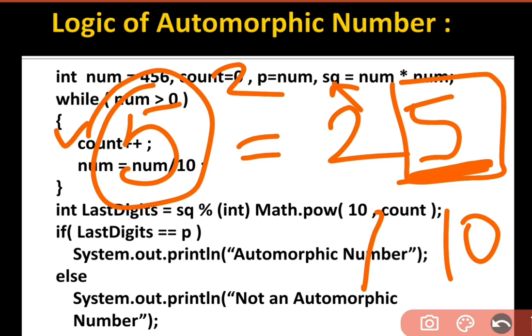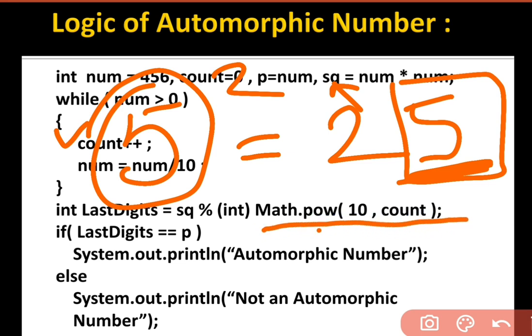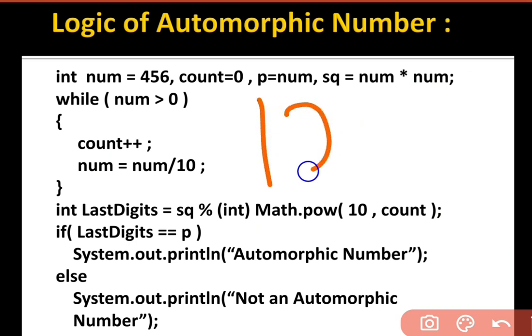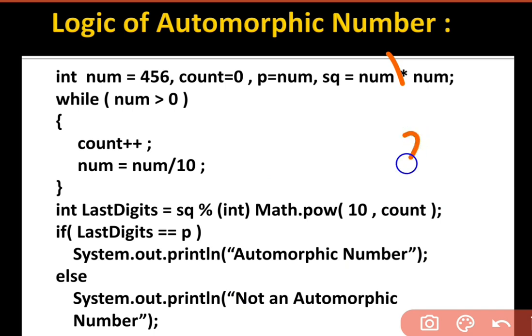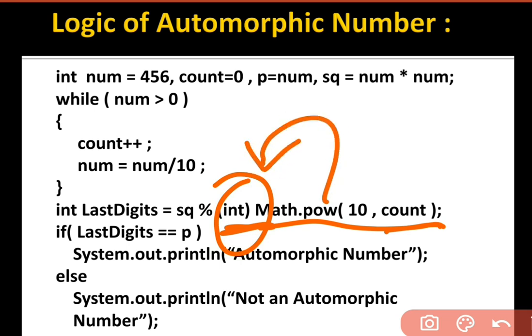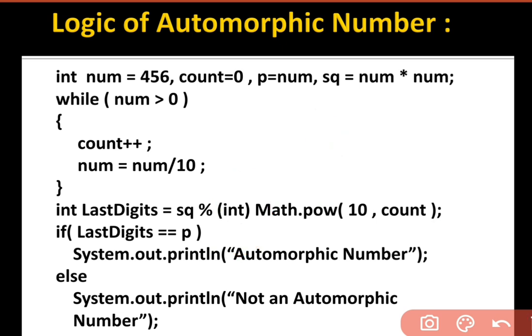Now what do I have to do? The same thing. I had done my counting. That's why I'm writing Math.pow 10 to the power count, because I can write 10 as 10 to the power 1, 100 as 10 to the power 2, 1000 as 10 to the power 3. These 1, 2, 3 were the countings. That's why I've written 10 to the power count. What I'm getting, I'm storing it here, because pow always returns values in decimal. That's why I want the integer part only, not the decimal part. That's why I'm writing int here.